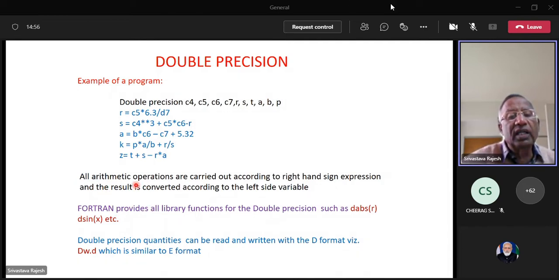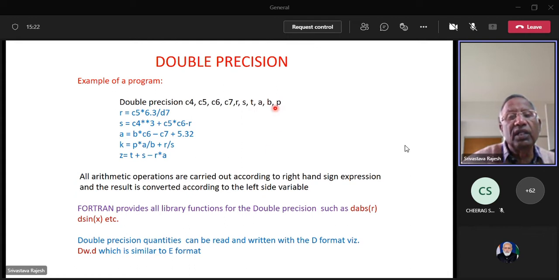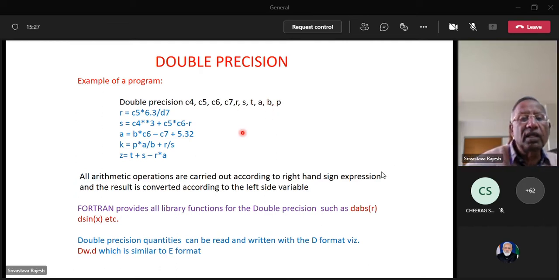So all arithmetic operations are carried out according to the right-hand side expressions, and the result is converted according to the left side variable. So the result will finally be converted by these variables which are declared. The rest of the quantities will remain in the program as single precision. Only for those quantities where you expect some expression might be required to be calculated accurately, you can use double precision.